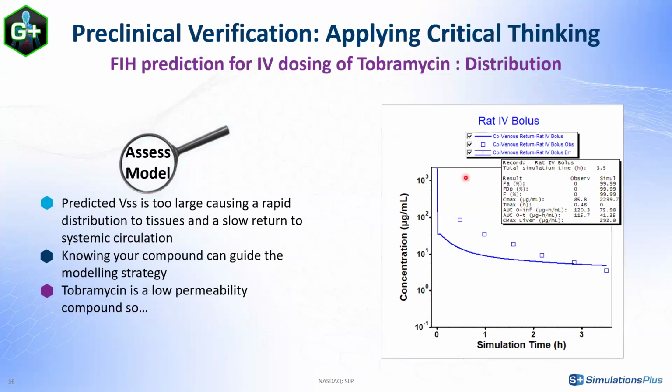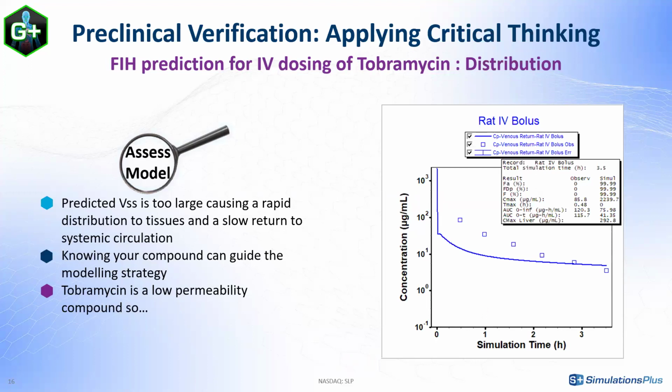So if we consider the initial simulation for tobramycin using mainly predicted parameters, you can see that it gives a volume of distribution that's too large, and this causes a rapid distribution to tissues and a slow return to the systemic circulation. This is where knowing your compound can guide your modelling strategy.